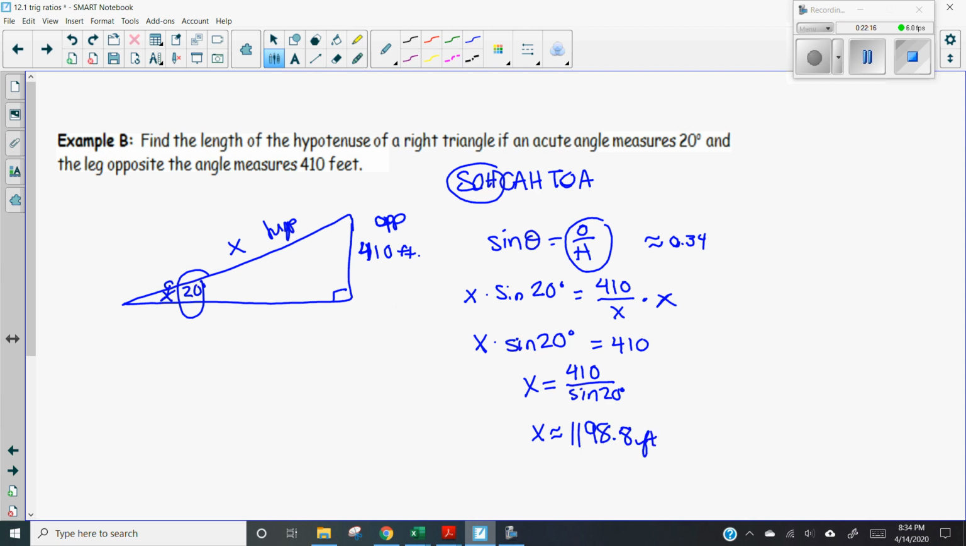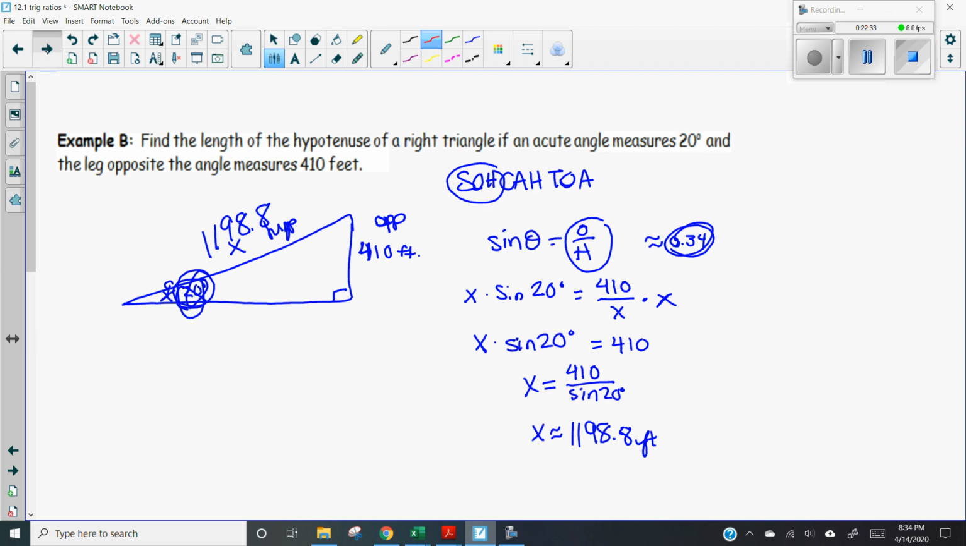Okay, so they're saying that this hypotenuse would have to be 1,198.8 feet to get this correct ratio to show up, to get these two sides when I divide them to be 0.34.